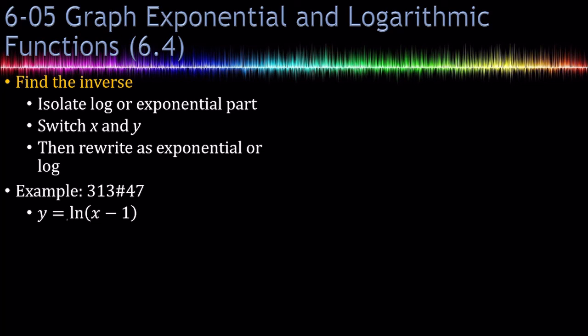Notice this logarithm part is already isolated. I can't move the 1 because it's in parentheses inside the logarithm. So we'll switch the x and the y. All the y's become x's and all the x's become y's. And then we'll rewrite it as an exponential. Remember, we had if it was log base b of y equals x, that was the same as b to the x equals y. It's from several lessons back.